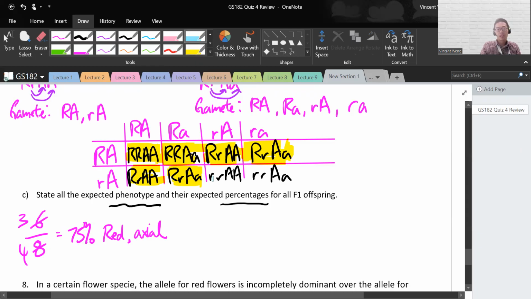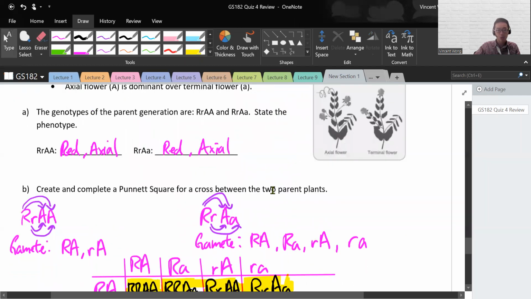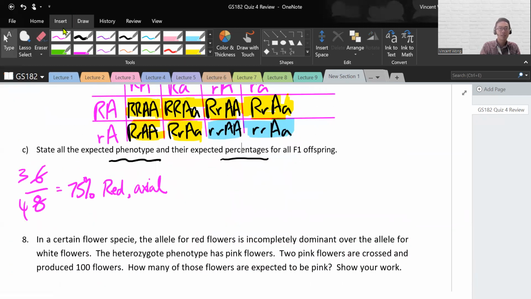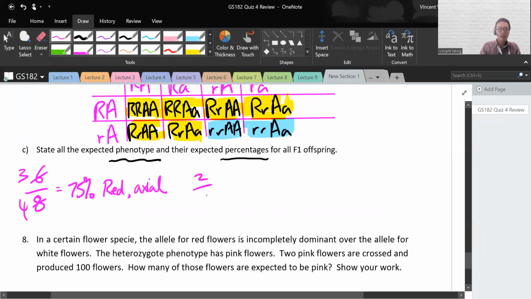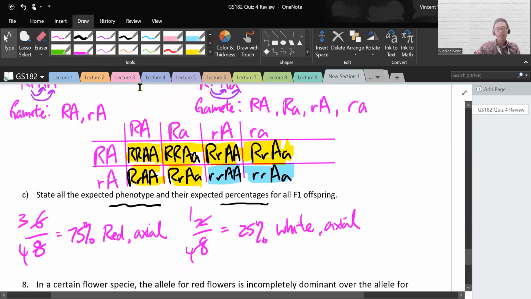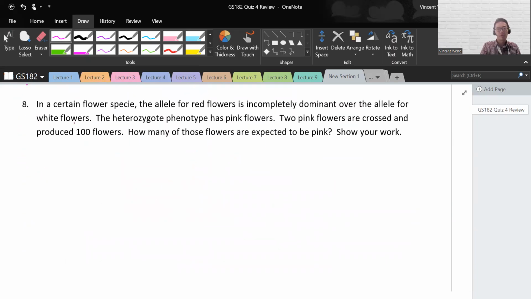little r, that's going to be white and axial, right? And this one is also white and axial. Let me just double check, yeah, little r is white. Okay, so that's 2 out of 8 boxes, which if you reduce is 1/4, so 25% is going to be having white and axial flower. Okay, so that's a dihybrid cross question. Again, tons of practice available in the study guide. Make sure you look over those.